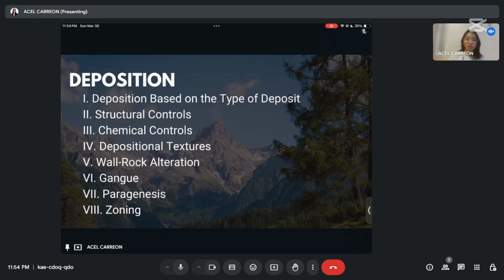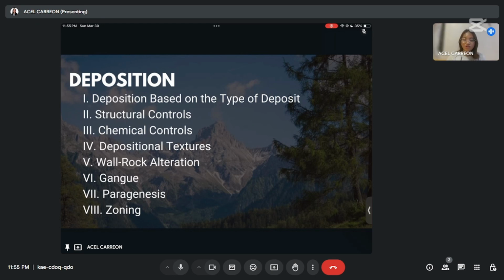The structural controls are the geologic structures that influence where the ores are deposited, like faults, fractures, folds, and intrusive contacts that act as a pathway for hydrothermal fluids, directing mineralization into favorable zones. The chemical controls are the factors that determine how minerals precipitate. The depositional texture are those characteristics that describe how ore minerals appear and arrange within the deposit.